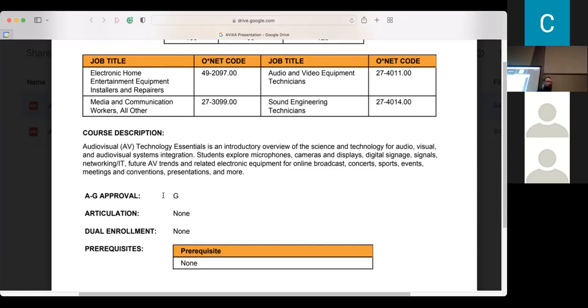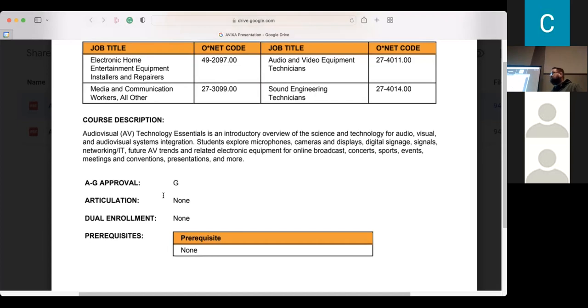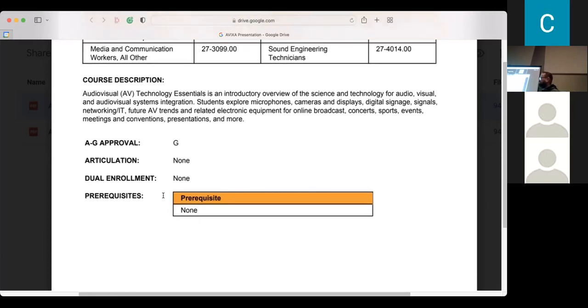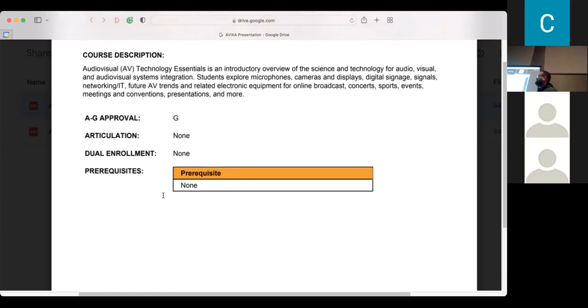They do not need 4-year degrees. So we've already done all that research for you. We have G approval on all this, but our course descriptor, you'll notice we put AV in there, but it is an introductory overview of the science and technology for audiovisual. They explore microphones, cameras, displays, digital science, signals, networking, future AV trends, and related electronic equipment for online broadcasts, concerts, sports events, meetings, conventions, presentations, and more.